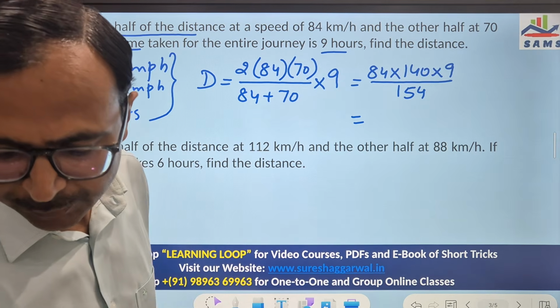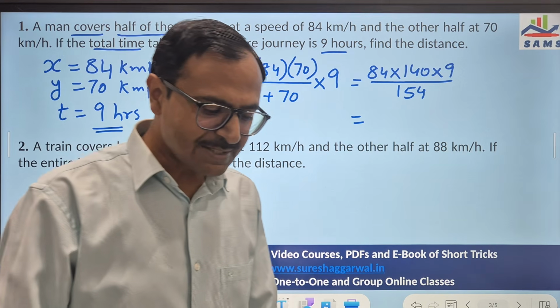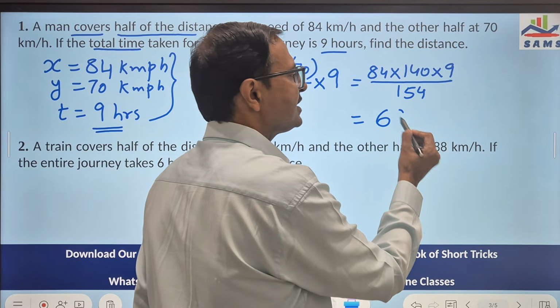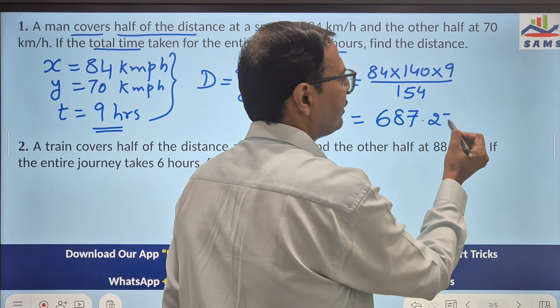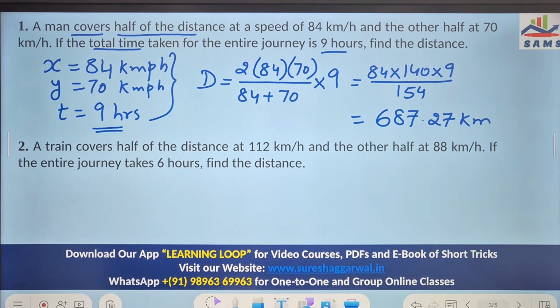And I have already solved it for you just to simplify the things and save time. This will come out to be 687.27. 687.27 kilometers is the required distance which is covered.